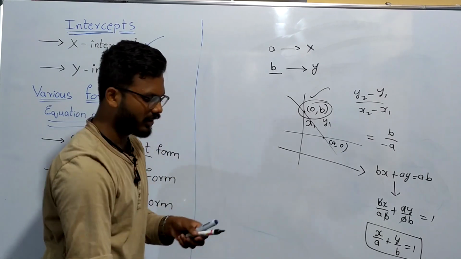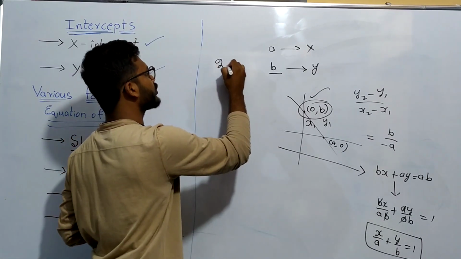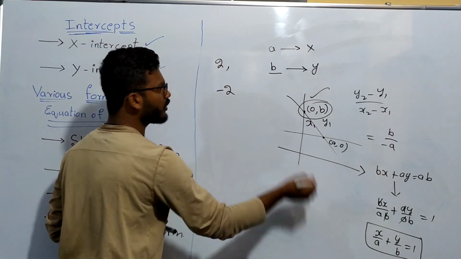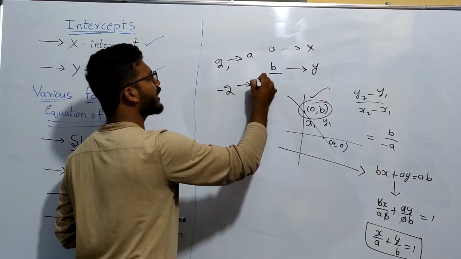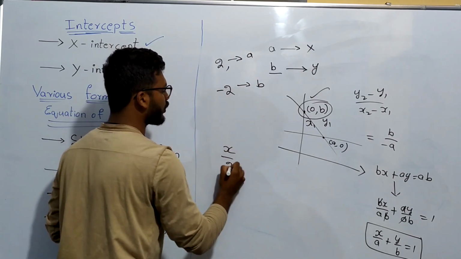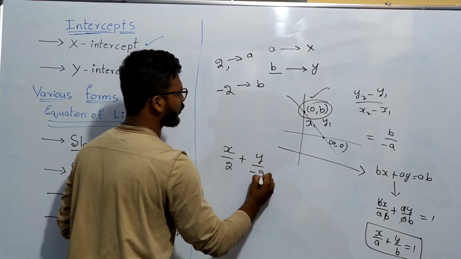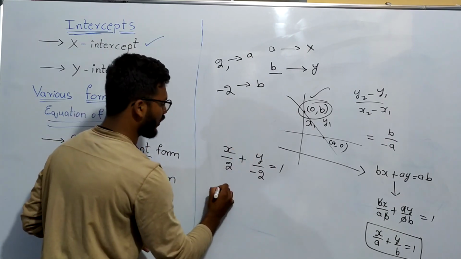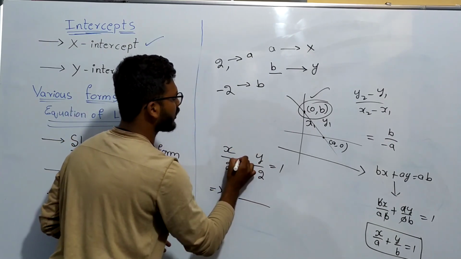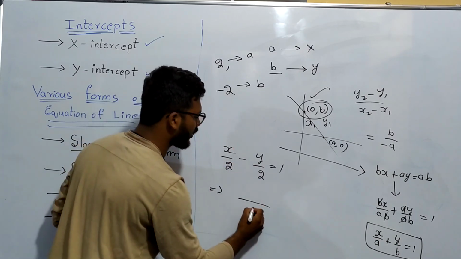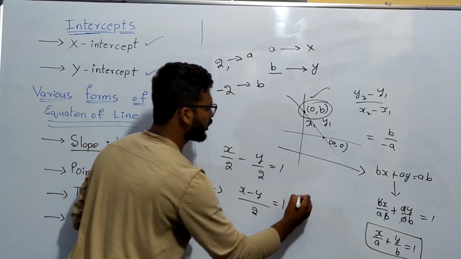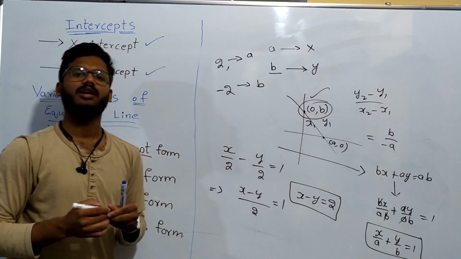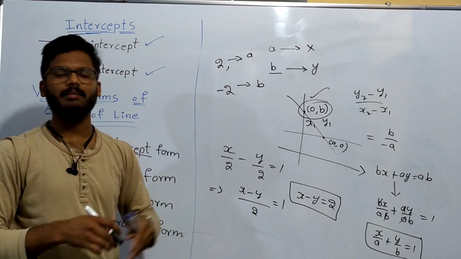Find the equation of line having x intercept as 2 and y intercept as minus 2. How can we find it? Nothing but x intercept is denoted with a and y intercept with b. So, x by 2 plus y by minus 2 equal to 1. As we know, two intercept form is x by a plus y by b is equal to 1. So, LCM is 2, here we will get minus, right? Instead of writing another step, I wrote it there only. So (x minus y) by 2 is equal to 1. So x minus y is equal to 2. This is the equation of line having x intercept 2 and y intercept minus 2.